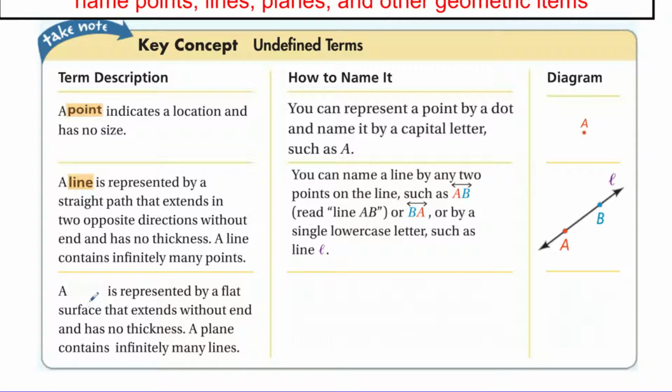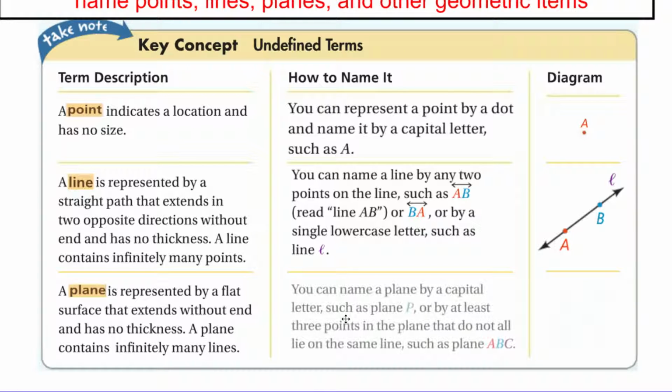Okay, here's your last one, before we look at some examples, and that is a plane. A plane represents a flat surface that extends without end and has no thickness, and it contains many lines. To name a plane, you are going to use a capital letter without a dot. This is something you have to be careful about, because it might look similar to a point, which also uses a capital letter, but if it doesn't have a dot, we know that we're naming the plane.